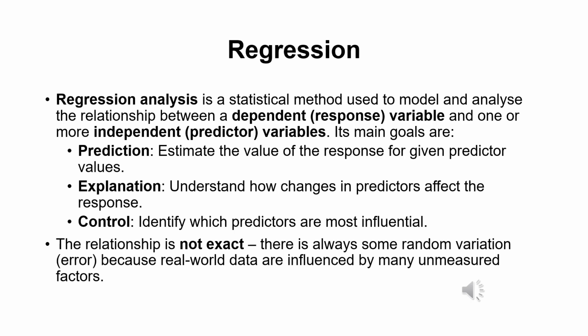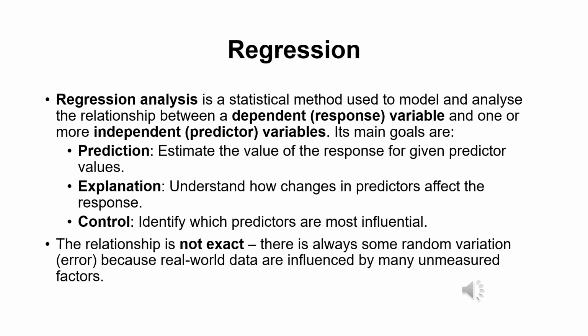Let's begin by understanding what regression analysis is all about. Regression is a statistical method used to model the relationship between a dependent variable, also called the response, and one or more independent variables, or predictors. Why do we use regression? There are three main goals. First, prediction, estimating the value of the response for given predictor values. Second, explanation, understanding how changes in the predictors affect the response. And third, control, identifying which predictors are most influential so we can manage a process.